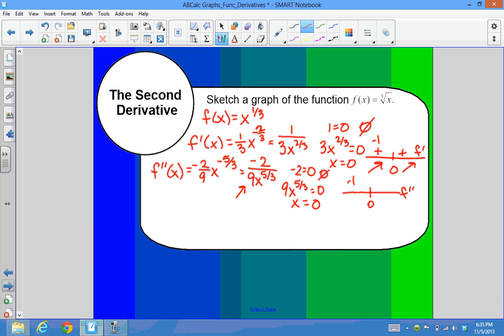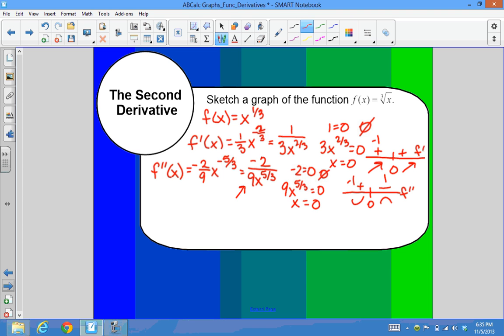If I plug in a negative, the cubed root of a negative is negative. Negative to the 5th is still negative. I have a negative on the top. So negative over negative gives me positive, and I know that my graph should be concave up right there. If I plug in a positive 1, the cubed root of 1 is 1. 1 to the 5th is still 1 times 9. That's a positive. But -2 over positive is going to be a negative. So my graph is concave down right there.